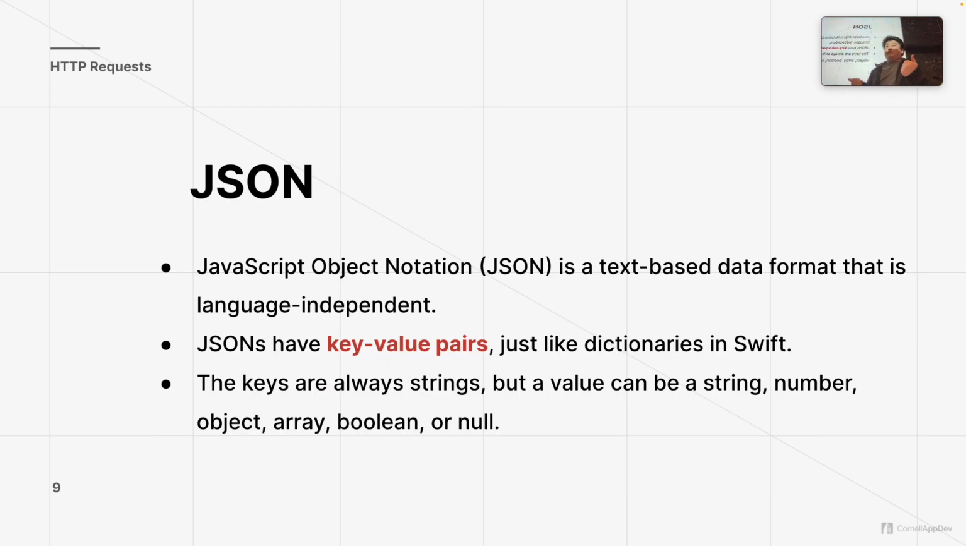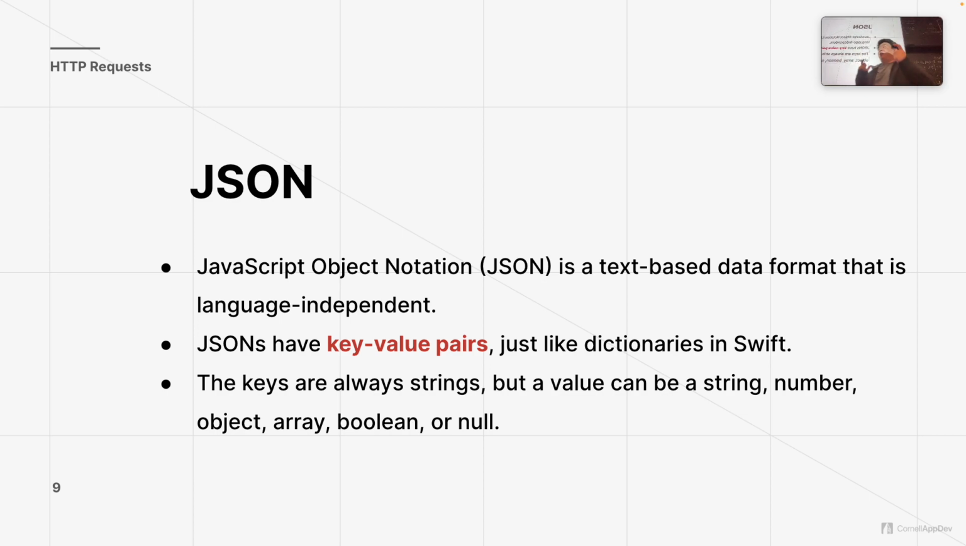So the language that we use to actually communicate between the front end and the back end is JSON, or JavaScript Object Notation, and it's a text-based format that is language independent. So it doesn't matter what language you're coding in, this JSON string format will always be the same. In this case in Swift, we're using the JSON format to store data and send data to the backend.